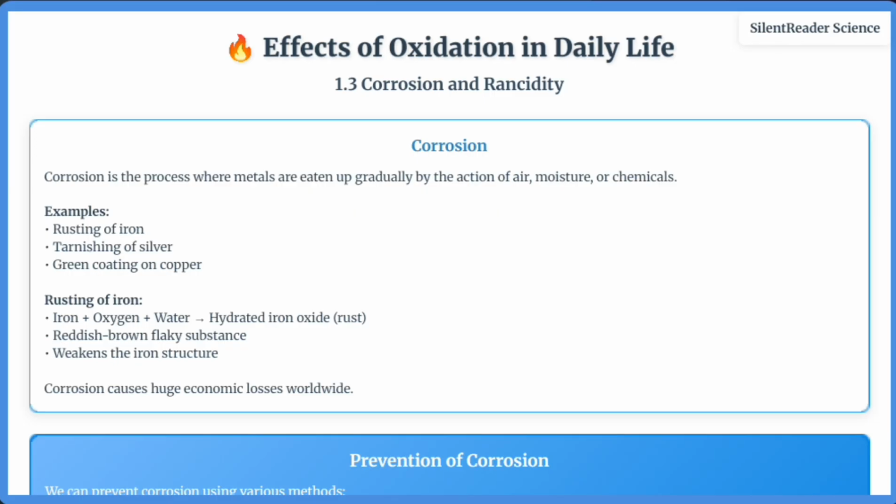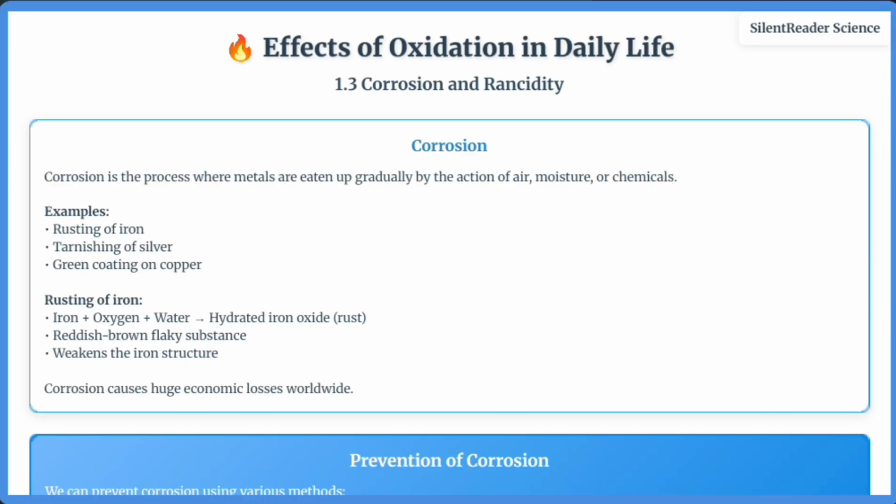Oxidation has important effects on our daily lives, particularly through corrosion and rancidity. Corrosion occurs when metals are gradually eaten up by air, moisture, or chemicals. Rusting of iron, tarnishing of silver, and green coating on copper are all examples of corrosion. Rust is hydrated iron oxide that forms when iron reacts with oxygen and water. Corrosion causes huge economic losses worldwide. We can prevent it through painting, oiling, galvanization, chrome plating, anodizing, or alloying.